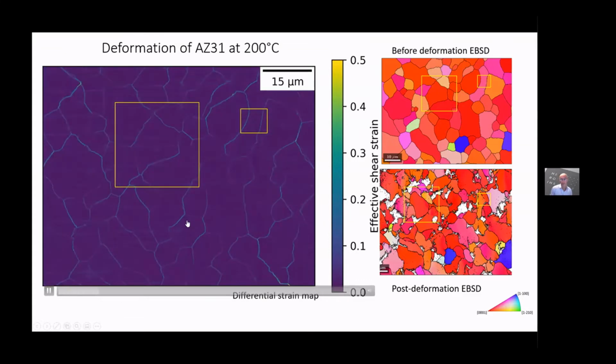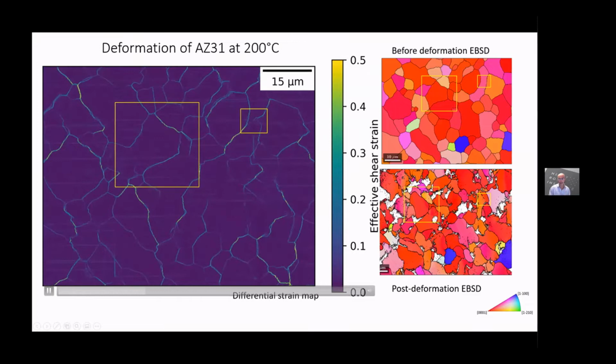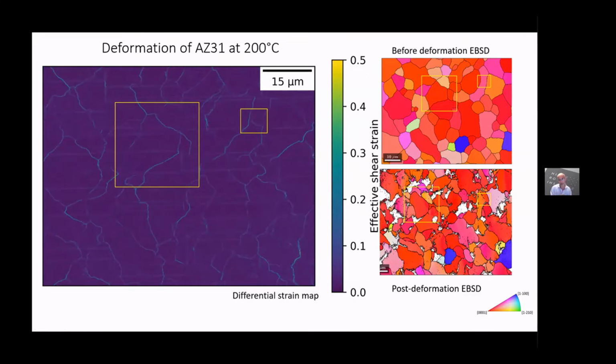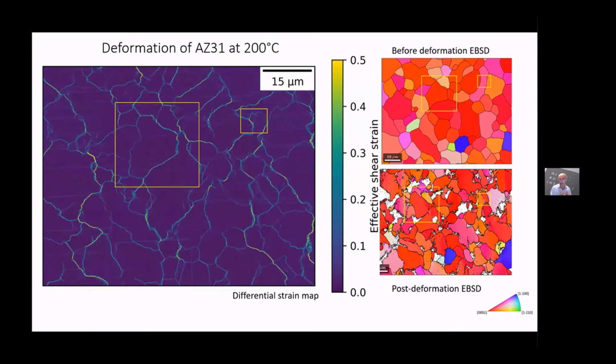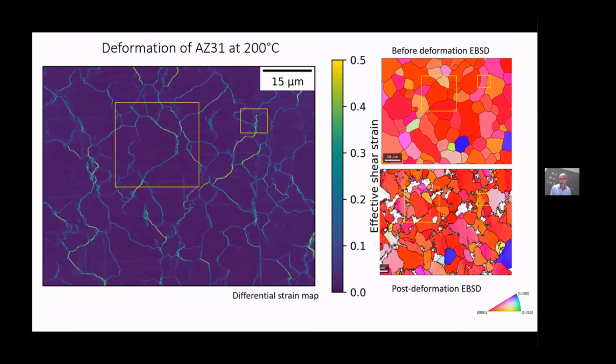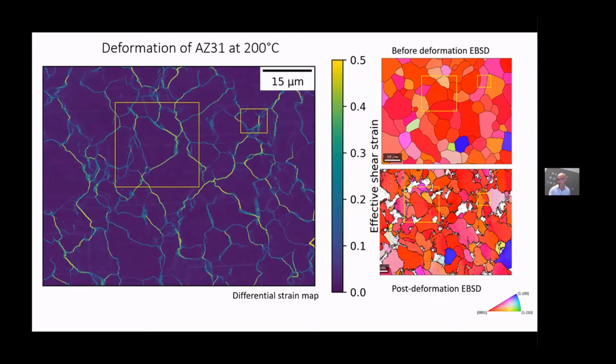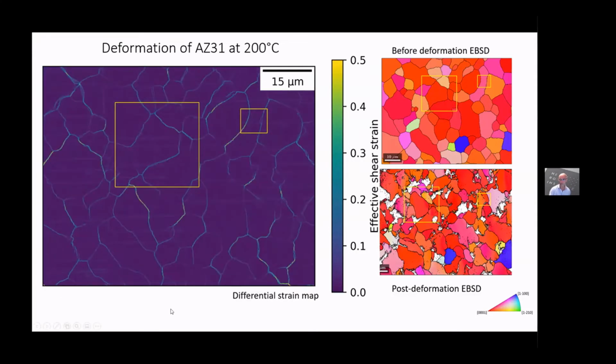So we can understand how grains are sliding. Well, one might call it sliding. It's really a very localized deformation local to the grain boundaries. We can see lateral movement of the grain boundaries during creep, and the creep rate here is about 10⁻⁶.